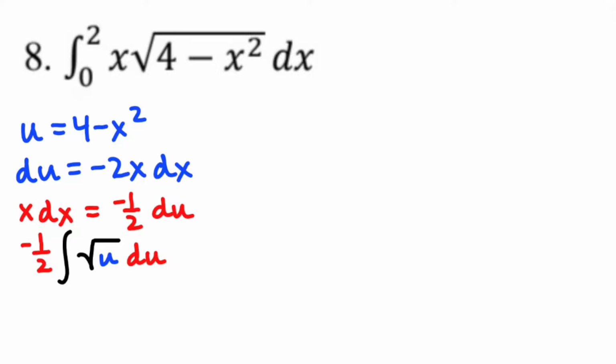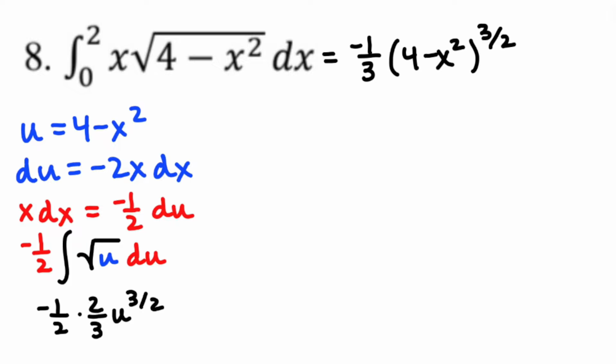And the 4 minus x squared inside the square root becomes square root of u. And so I'm thinking about antiderivative of u to the 1/2. That's 2/3 u to the 3/2. And I'm still multiplying by negative half. And those 2's would cancel, so I'd have negative 1/3 u to the 3/2. And so I'll write my antiderivative negative 1/3 of 4 minus x squared to the 3/2, because that's what u is.